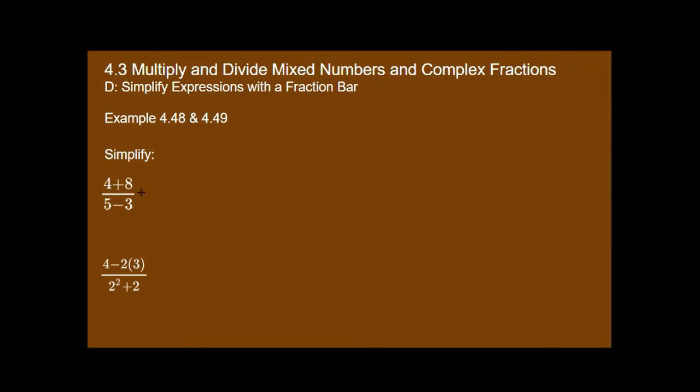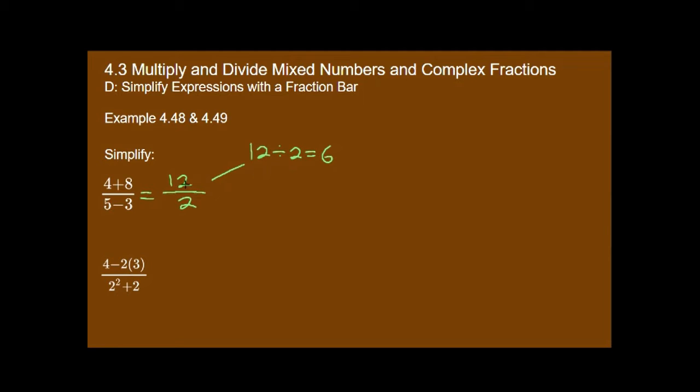So let's simplify the numerator. The numerator is 4 plus 8. 4 plus 8 is 12. And I'm going to divide that by 5 minus 3. 5 minus 3 is 2. Okay, so I have my simplified expressions in the numerator and in the denominator, but now I have to simplify that fraction, right? So I can think of this as 12 divided by 2, which I know is 6. So if I think of it that way, 12 divided by 2, that equals 6.